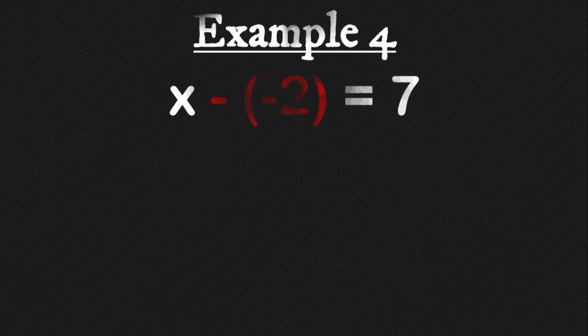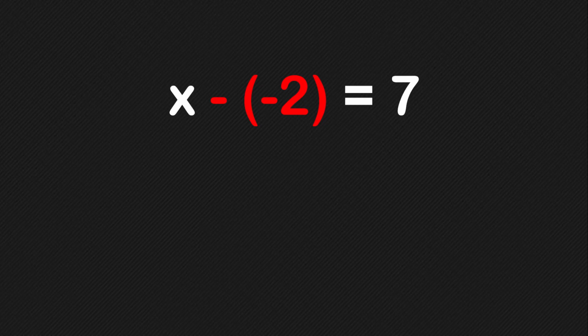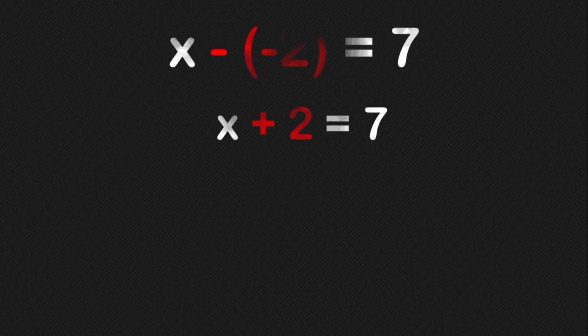Let's go ahead and look at a similar example, but this time with subtracting a negative. This example reads x minus negative 2 equals 7. Now, just like on the last problem, we want to rewrite it so it's easier to look at. So instead of x minus negative 2, let's say x plus 2 instead.